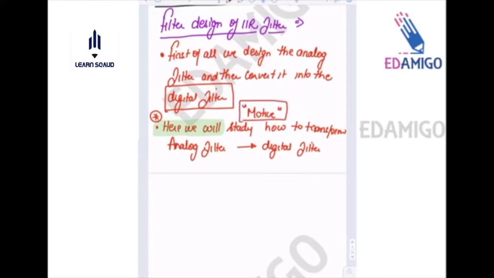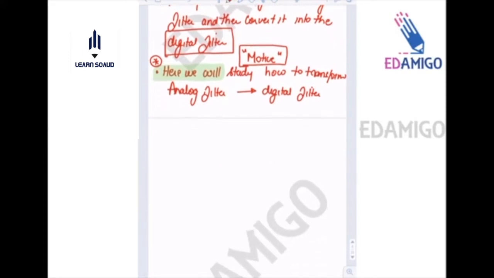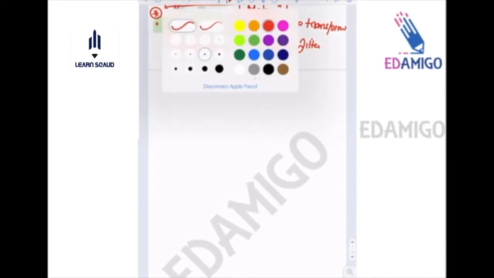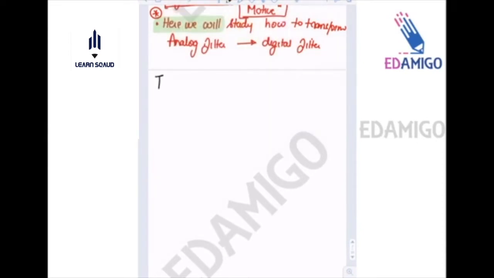And the question that will be asked will be in this format only. Like the analog filter will be given, and it has to be converted into the digital filter. And since there are three methods to convert this, we will be studying all three methods in the lecture series, and that will be sufficient for you. Now, first of all, let's look at the requirements for transformation.